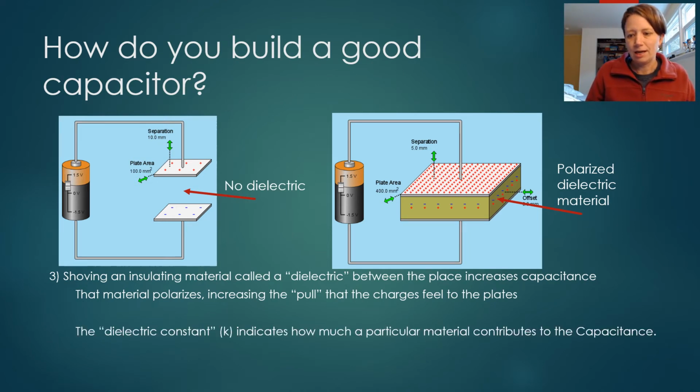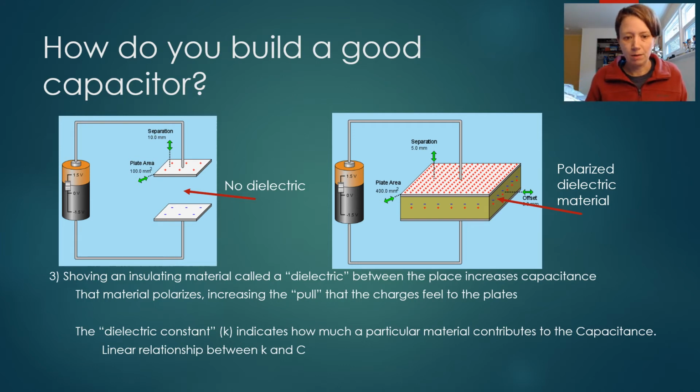So there is another variable in this equation known as the dielectric constant, and it's a lowercase k. This value is going to indicate how much a particular material is going to contribute to the success of a capacitor. There will be a linear relationship between k and C, which means the higher the dielectric constant, the better the capacitor ends up becoming.